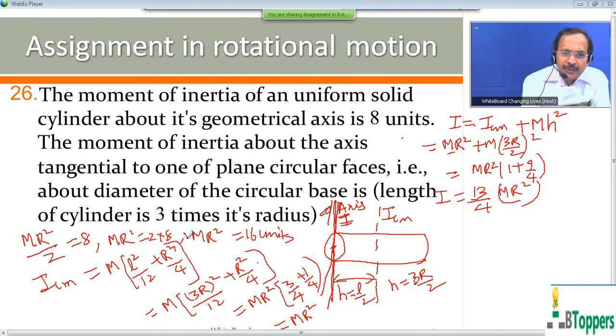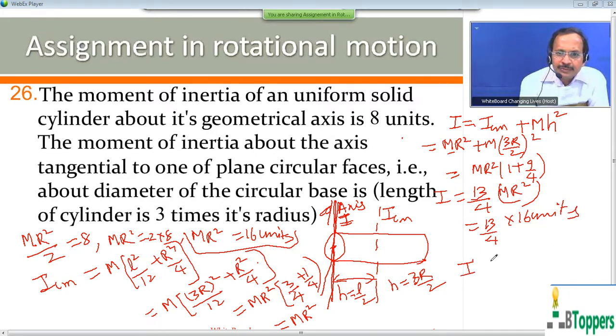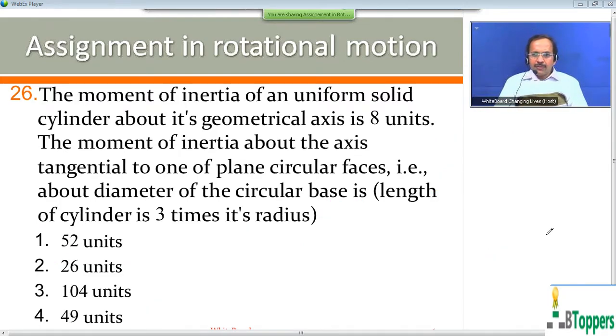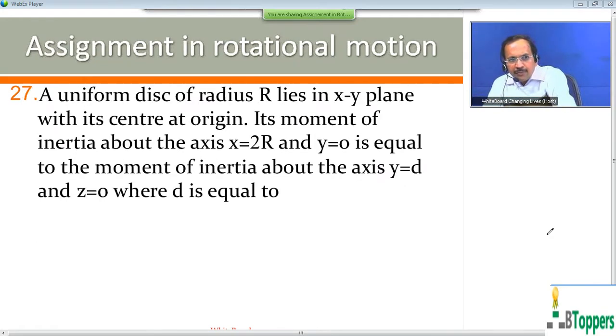So you can write mr square equal to 16 units here. If you simplify this, you get 13 into 4 units, or 52 units is the answer. So for question number 26, the first option is the answer.